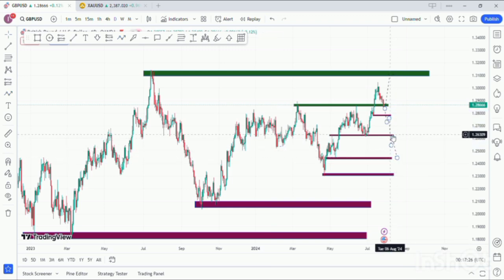So guys, quickly we'll move over to the 4 hour time frame, so we can also see clearly some zones that we need to be paying close attention to for the coming week, guys.